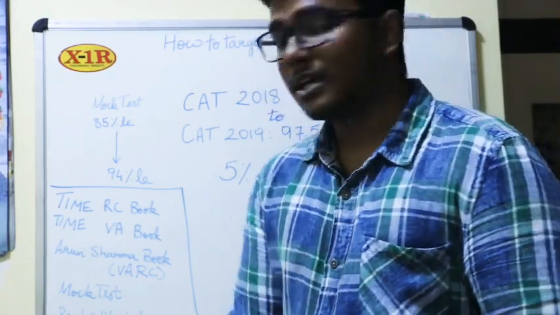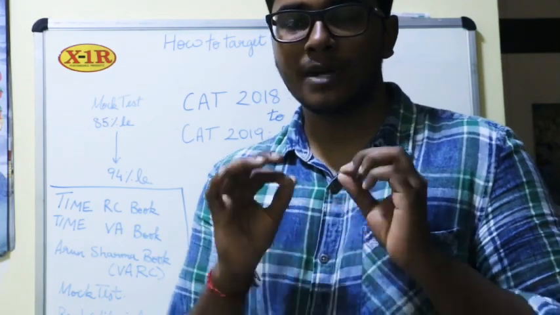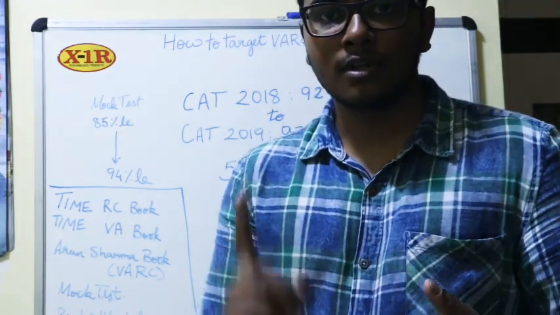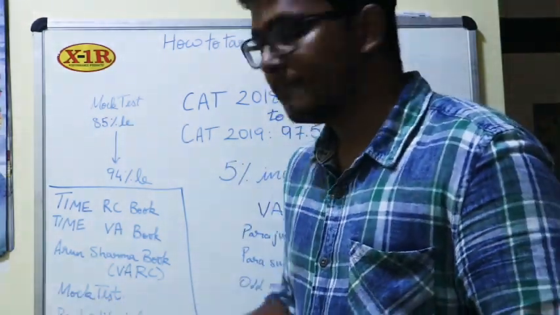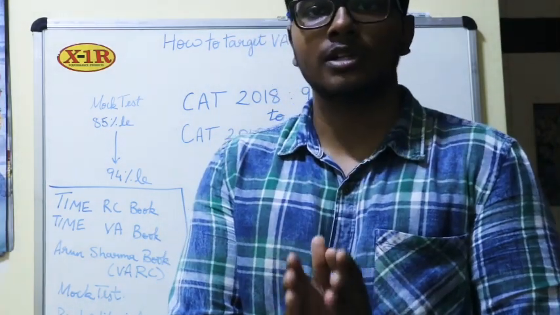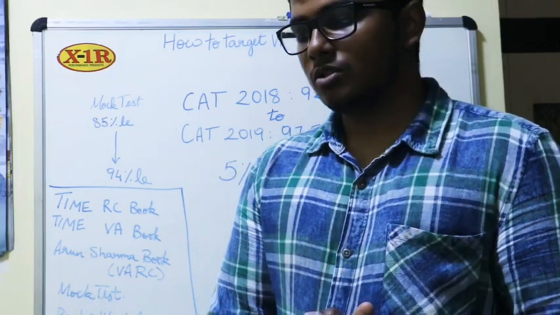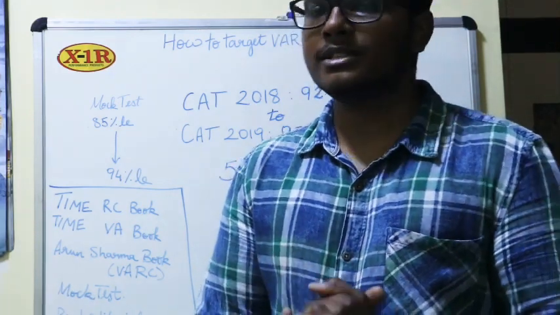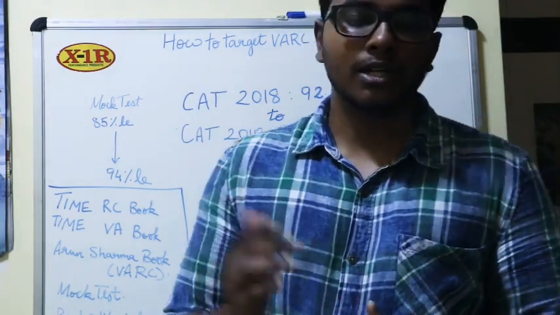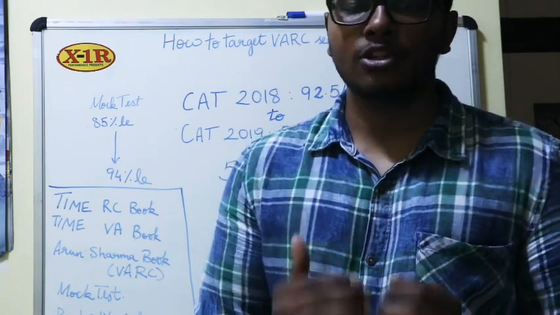The fourth and the most important resource for practicing and learning reading comprehension and verbal ability is mock tests. If you are giving CAT, you should give at least 30 mock tests. In each mock test, you will solve the VARC section under a time constraint, that is 1 hour, and you have to analyze your mock test.